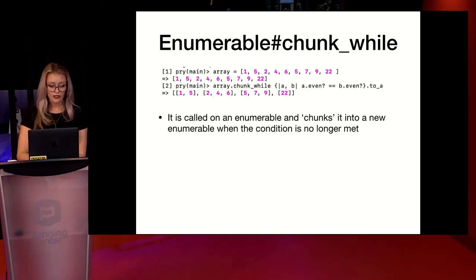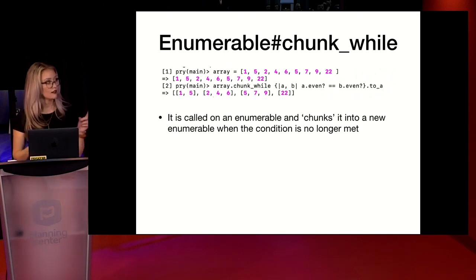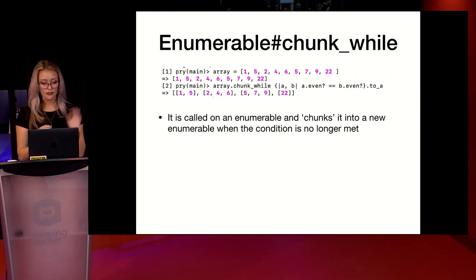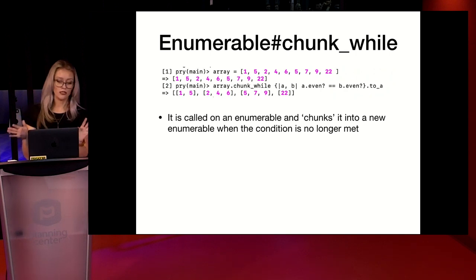It's called on an enumerable, and it takes in 2 arguments, the current and previous elements, and compares them to decide when to start a group, specifically when the condition is no longer met. If we look at the array that I have, it's just an array of random numbers. What I want is to group it by even numbers and odd numbers. So I call chunk_while, and I pass it a conditional: a.even? == b.even?.